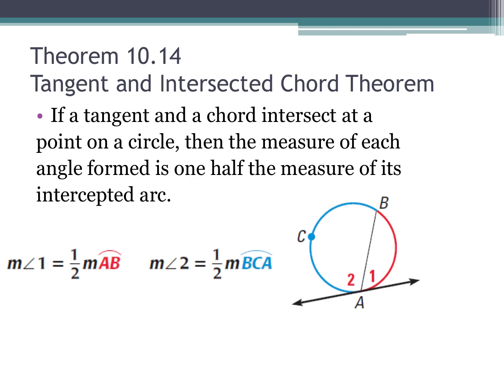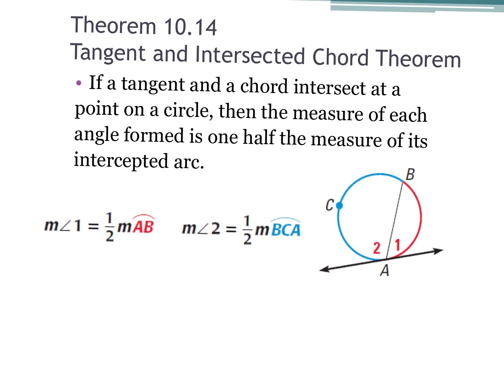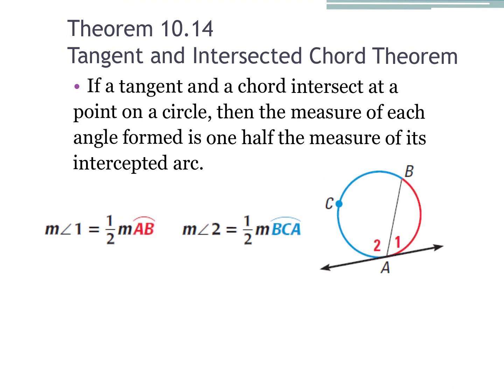So in this particular picture, A is the point of tangency here. So my tangent is down here. I'll highlight it in purple and pink. So this is my tangent. And this is the chord. And when a tangent and a chord intersect, then the angle that is formed, like for example, angle 1 here, it's going to be 1/2 of its intercepted arc.